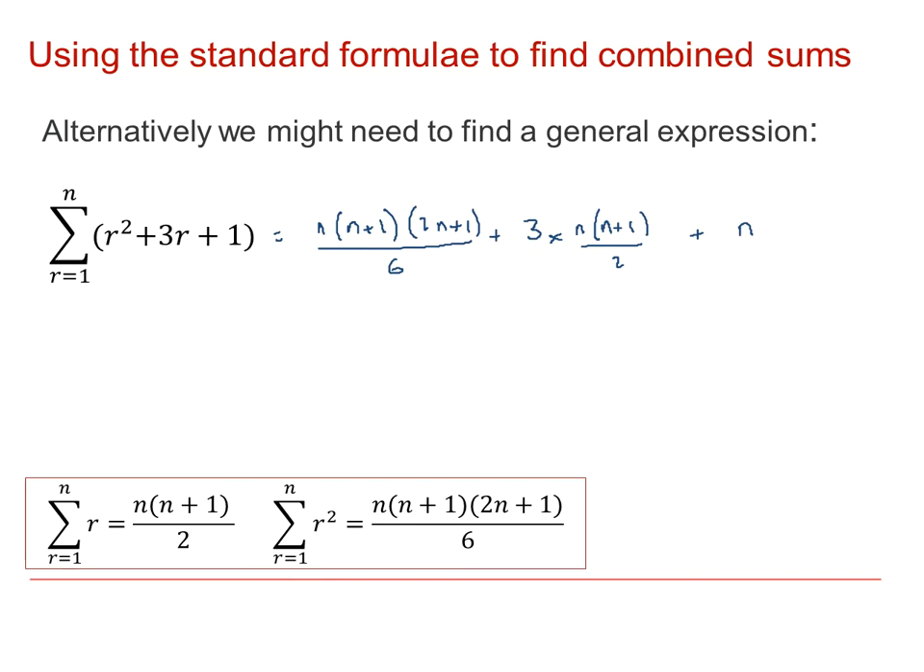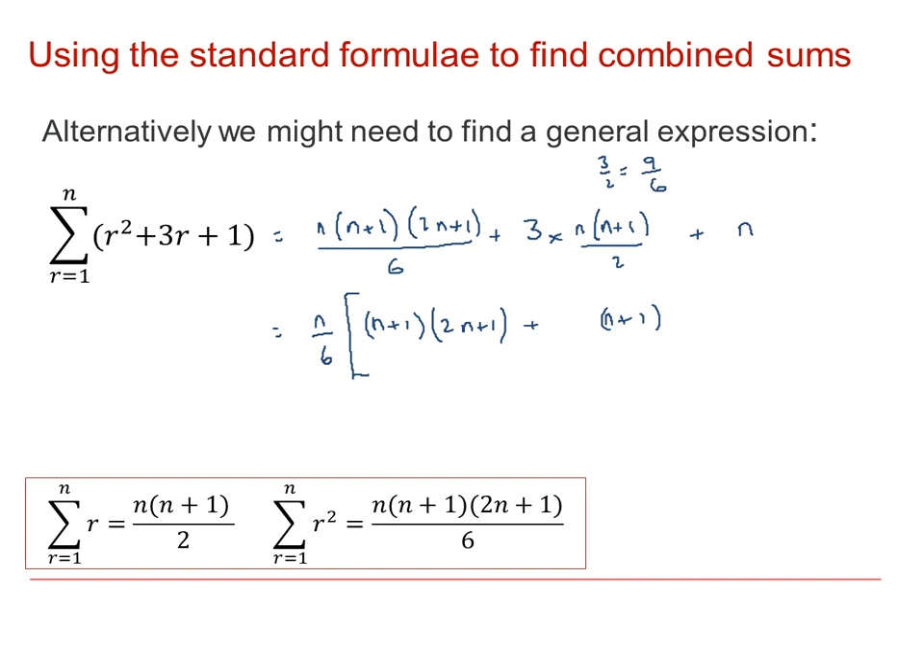Well, the advice now would be to factor out n from the top line and 6 from the denominator. So we now need to look carefully at what's left in each of the three parts of the expression. So in the first part, we're left with n plus 1 and 2n plus 1. The second part, n has gone, so leaving us the factor n plus 1. We now need to think about the number that we have. And 3 over 2 we can think of as being 9 over 6.